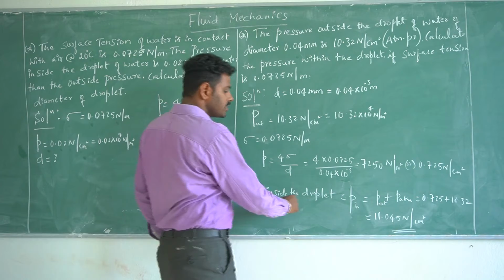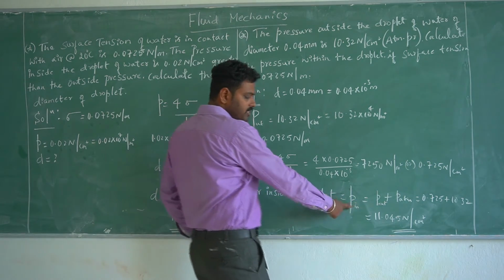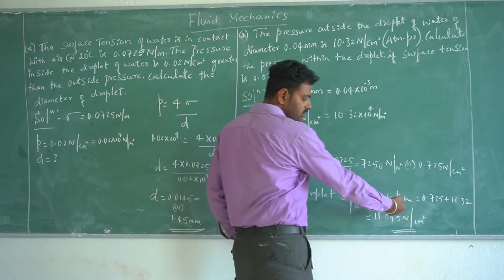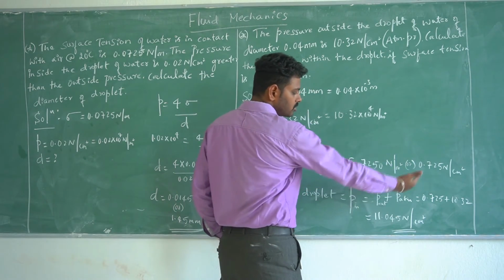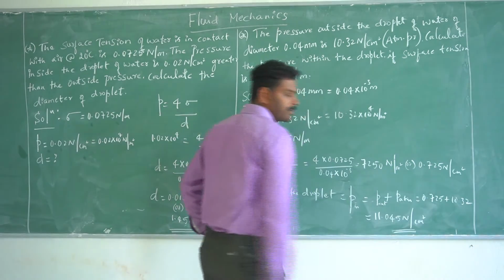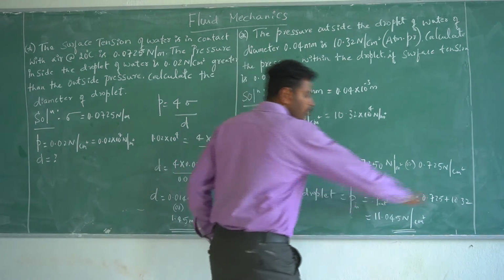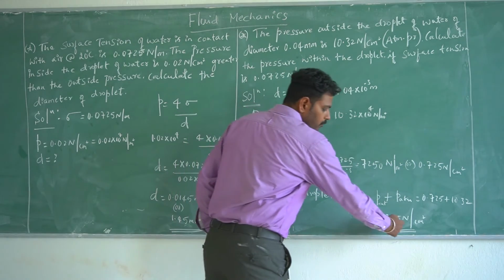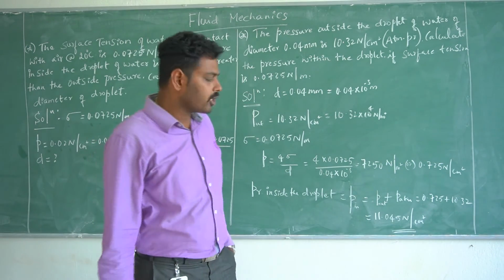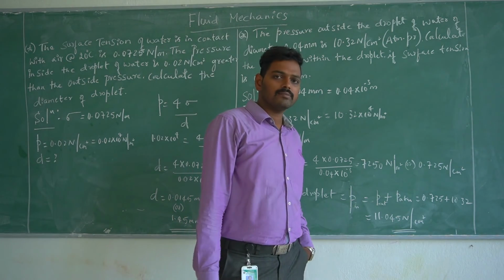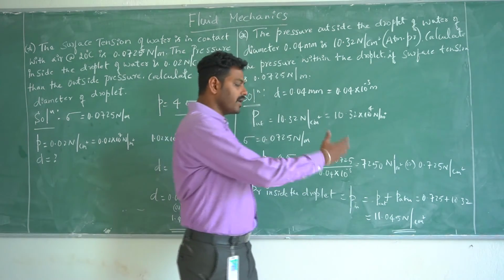Then the pressure inside the droplet of water will be calculated by the pressure outside plus the atmospheric pressure. The excess pressure we have calculated is 0.725, plus the atmospheric pressure 10.32. Then adding both, that is 11.045 Newton per centimeter square, or you can say 110,450 Newton per meter square. So this is the pressure inside the droplet.